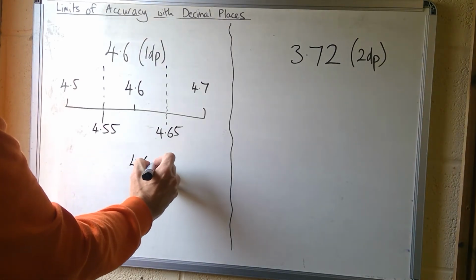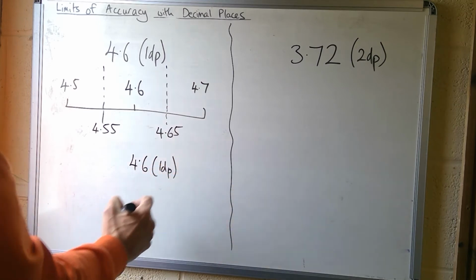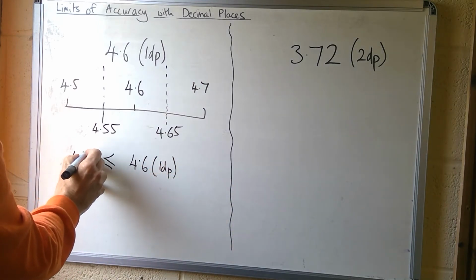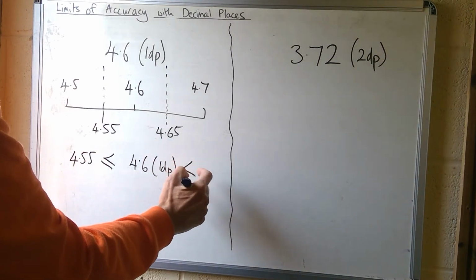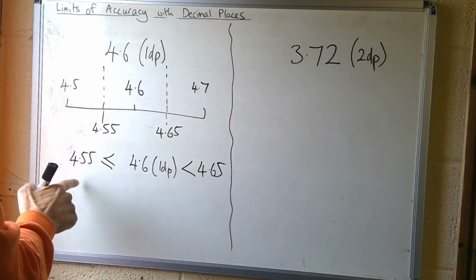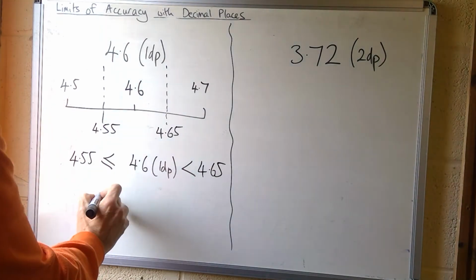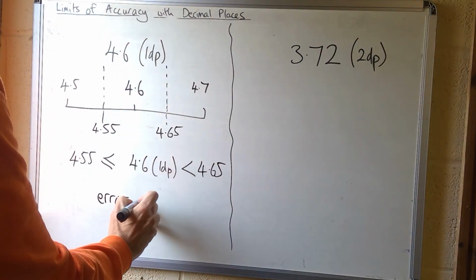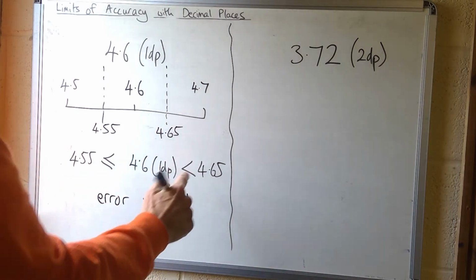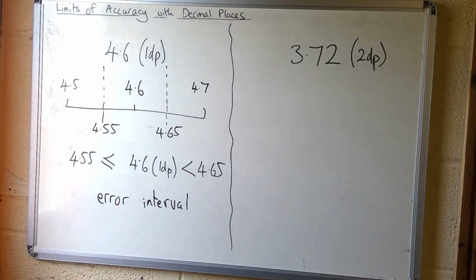So 4.6 to one decimal place must have been greater than or equal to 4.55, but less than and not equal to 4.65. This is a really nice way of writing it, and it's often called the error interval. So if you ask for the error interval, that's how it should look.